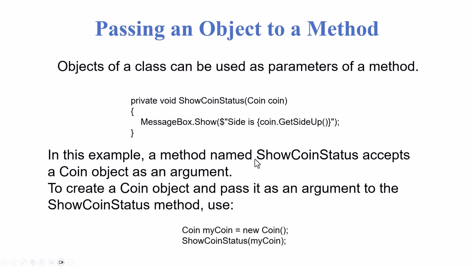In this example, the method show coin status accepts the coin object as an argument. You create the coin object and pass it as an argument to the coin status. You use the coin, my coin, new coin, show coin, my coin. So we're actually doing that like this: show coin status, my coin. This is show coin status, and we're going to send it my coin into something called coin, and it goes ahead and gets it. So that's pretty much, in a nutshell, how to establish a class.